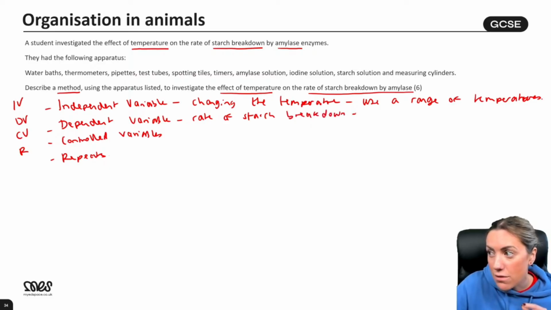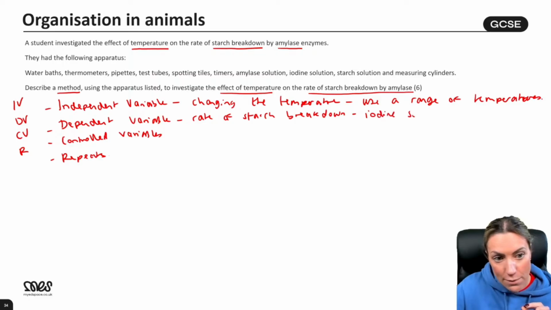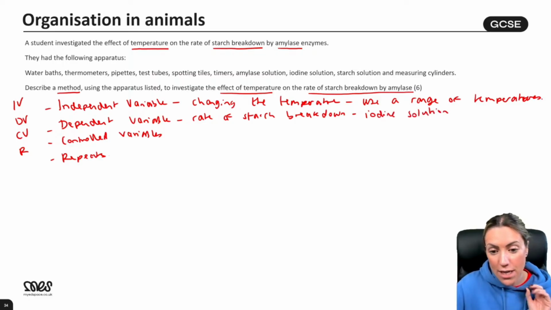Now, how am I going to do that? If I look at my equipment list, I've got iodine solution. So I'm going to be using iodine solution to measure the rate of starch breakdown by amylase. Good. So it's helping me to plan it, isn't it?